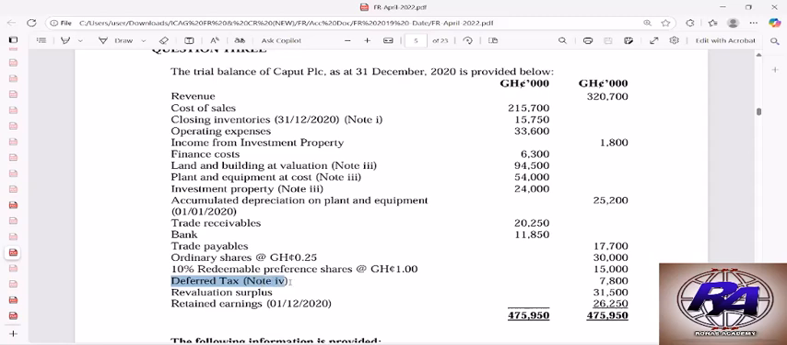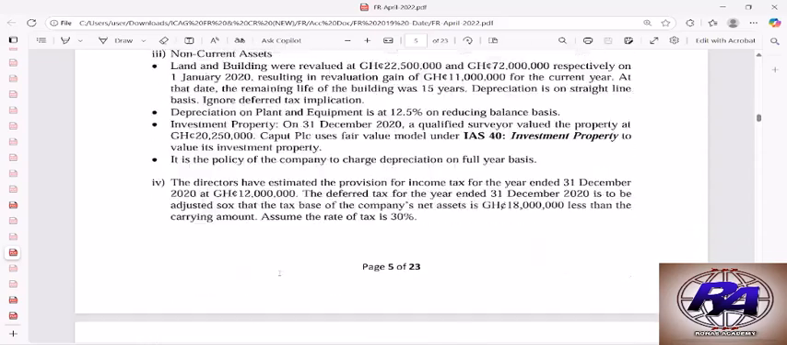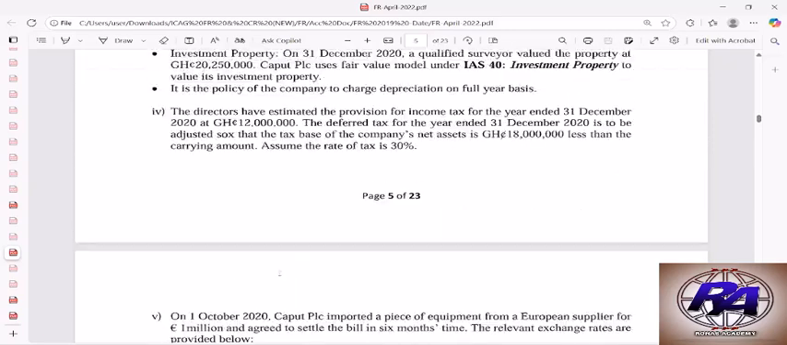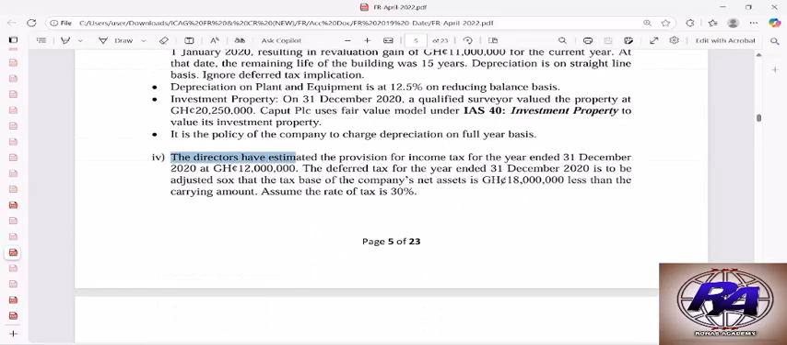So we have deferred tax here, and they said we should go to note 4. So this is the deferred tax. Let's go to note 4 and see if you have anything to do with current tax. So they said the directors have estimated the provision for income tax for the year ended 31st December 2020 at 12,000. So here you see there is no issue of previous tax over provision or under provision. If there is one, then we should see it in the trial balance, but there is no issue.